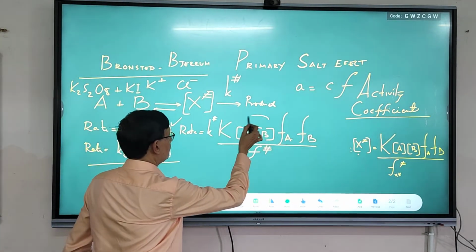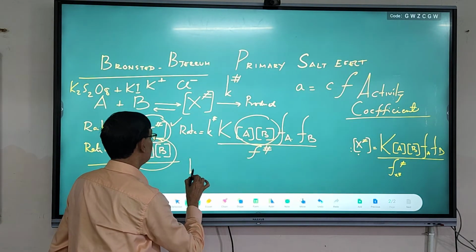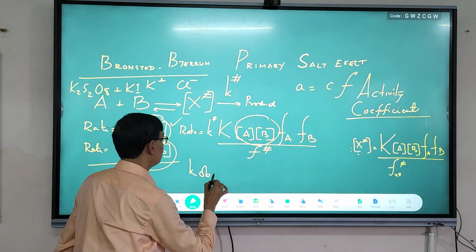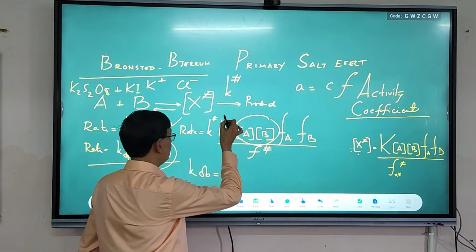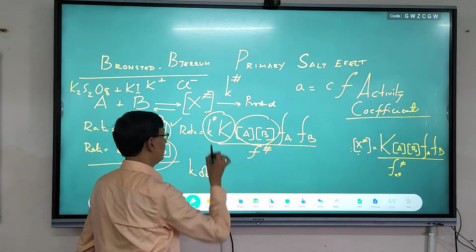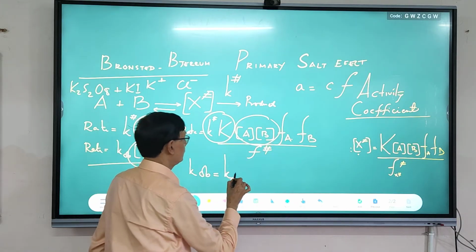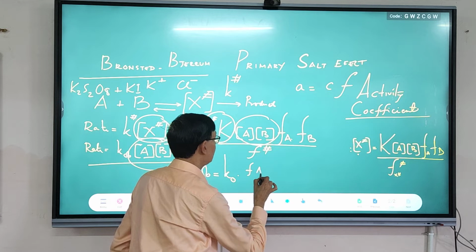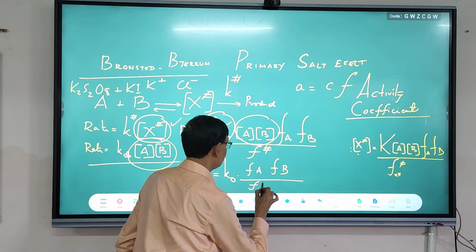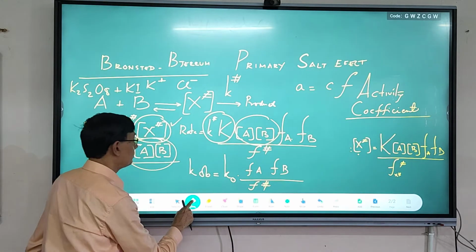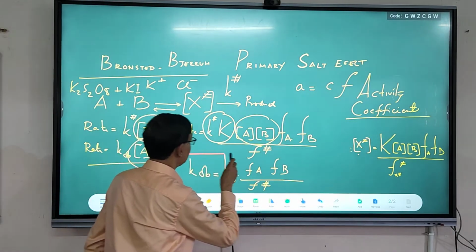So this, so K observed is equal to, now this K and K dash, suppose this is equal to K0. Suppose FA, FB, F activity. So there is a red color.